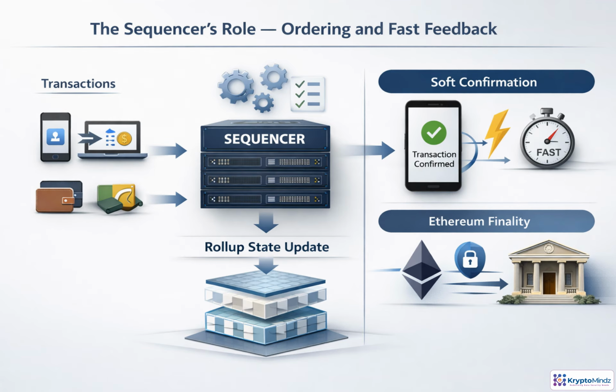The sequencer acts as the rollup's traffic controller. It collects incoming transactions, orders them, and prepares them for execution, so the rollup can produce its next state update. Because this happens quickly, users often receive a soft confirmation that their transaction was accepted. But that signal is still provisional. Stronger assurance comes later, once the relevant data and proof are settled on Ethereum.